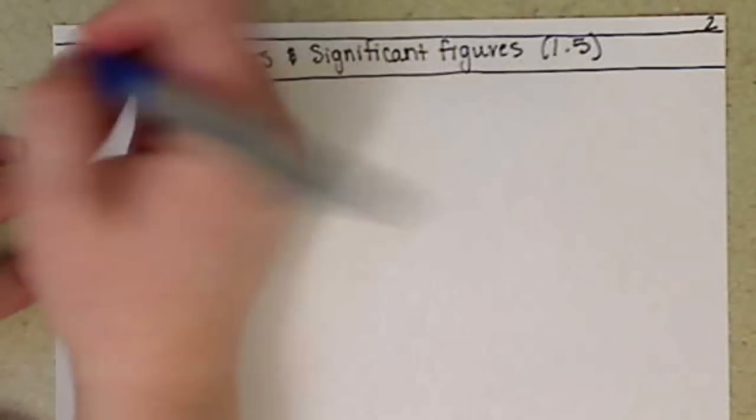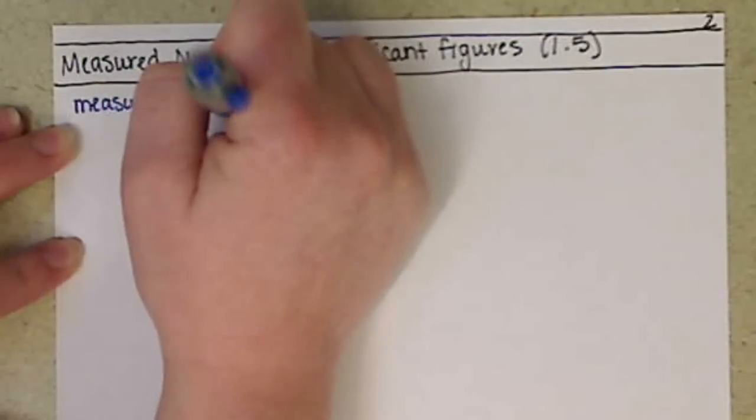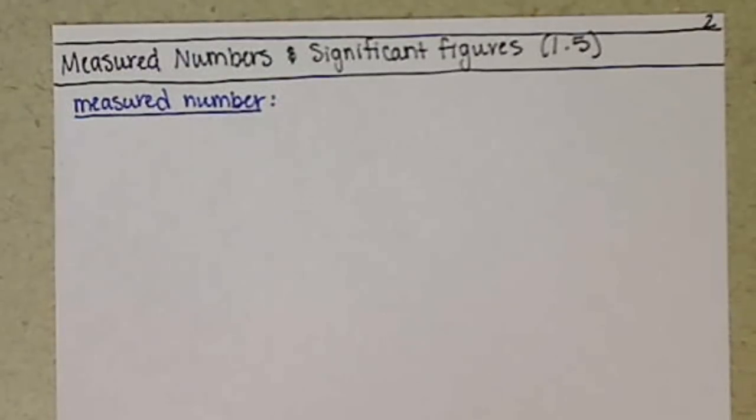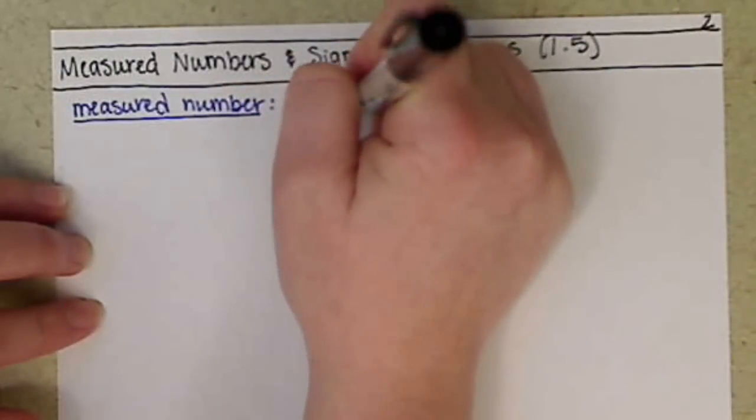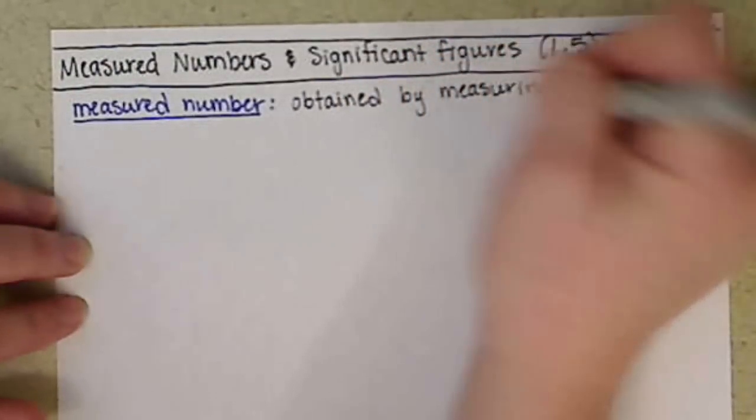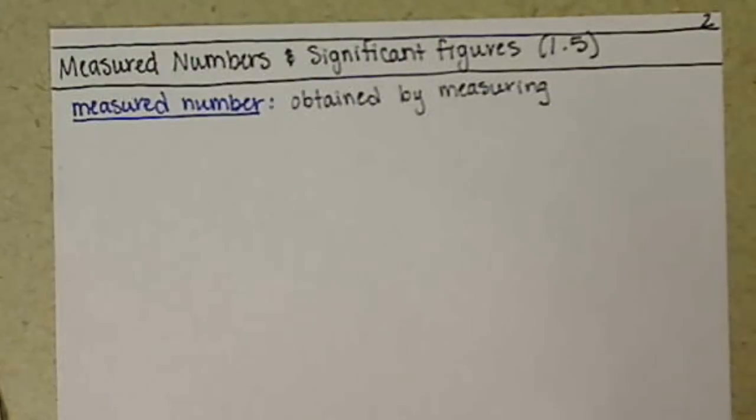All right, so basically, what is a measured number? Not all numbers are equal in science, and especially in chemistry. We have two different types: measured numbers and exact numbers. A measured number, surprise, surprise, is a number that's obtained by measuring. And people say chemistry is confusing. That was a joke.